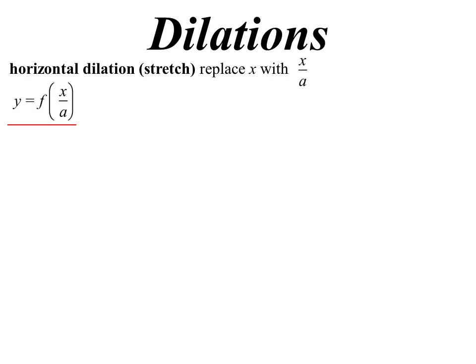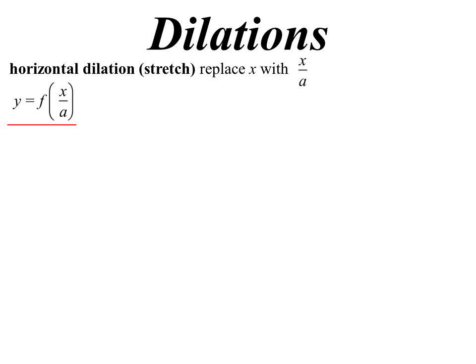Continuing on with transformations of our graphs, let's look at dilations. That's where we stretch our curves. So a horizontal stretch or a horizontal dilation, so we're pulling it out or pushing it in, that's when we replace x with x divided by some constant number. Function x over a, it becomes.